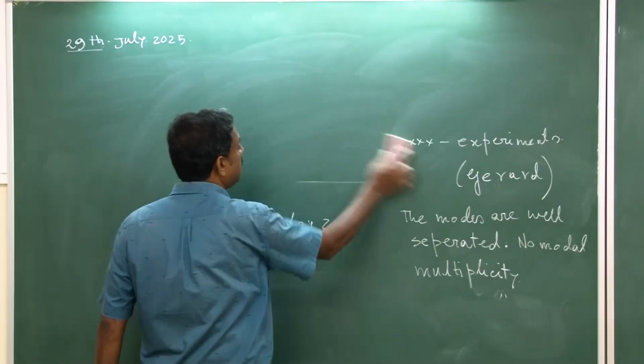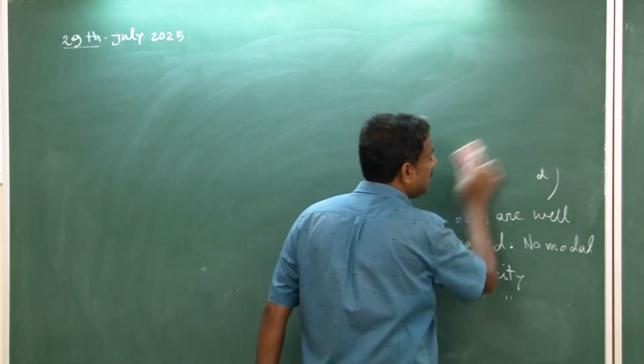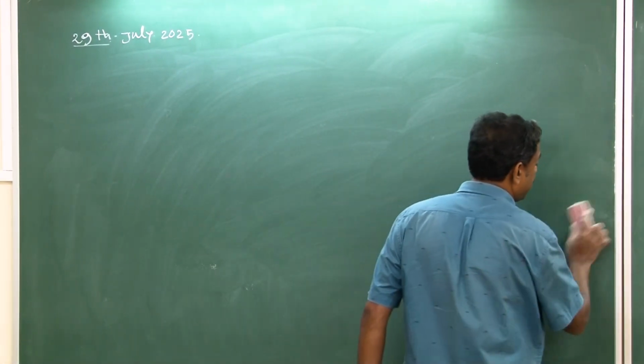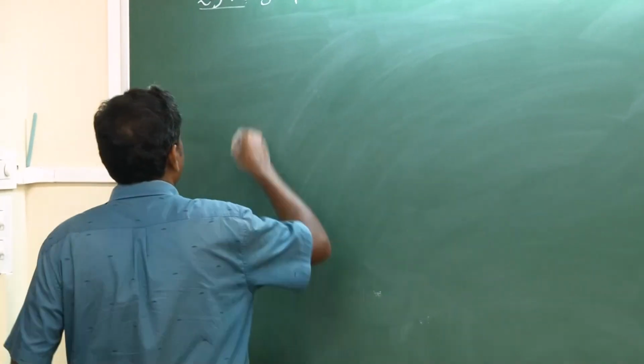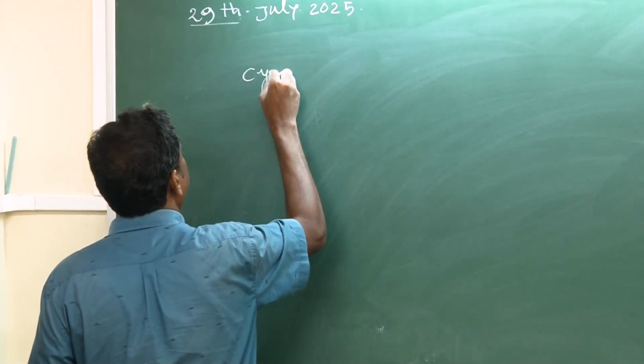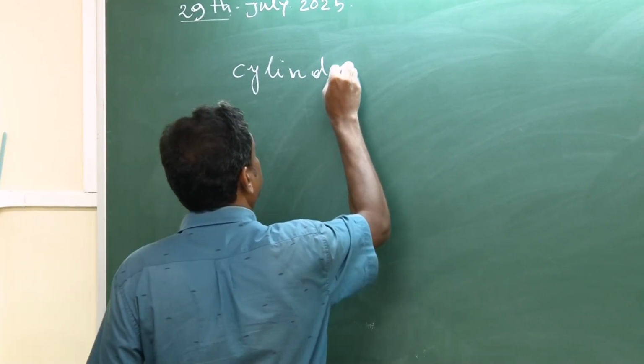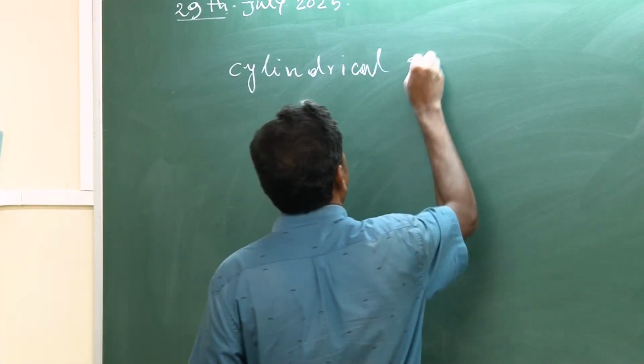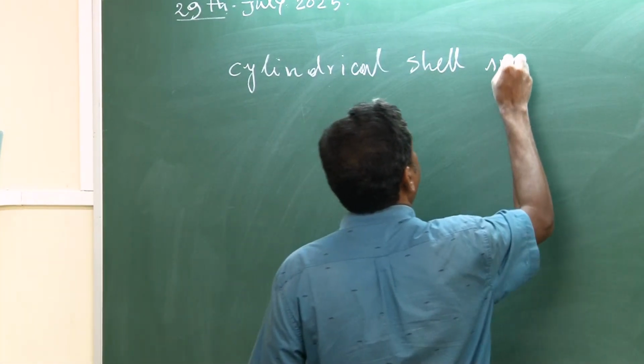One more solution I am going to present based on Donnell's equation, and then we will move to the next. Here, the same cylindrical shell subjected to torsion.